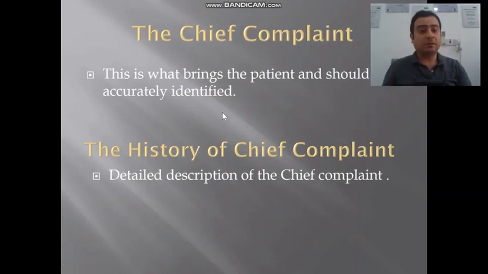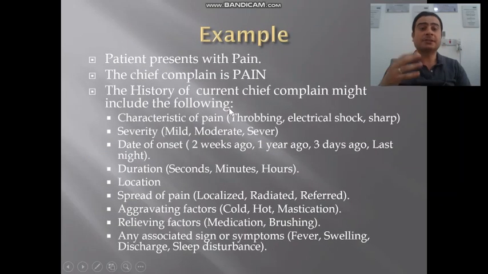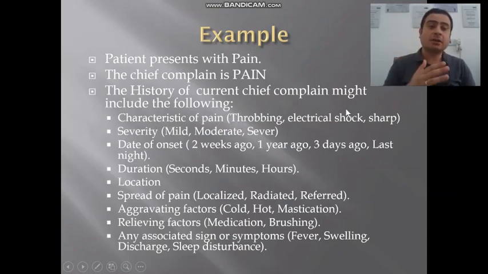For example, if the patient presents with pain, the chief complaint would be pain. And the history of pain would be the history of the chief complaint. It would be the history of pain. History of pain could be, for example, characteristic of pain: throbbing, electrical shock, whatever the patient experienced needs to be written in your record as the patient said it.